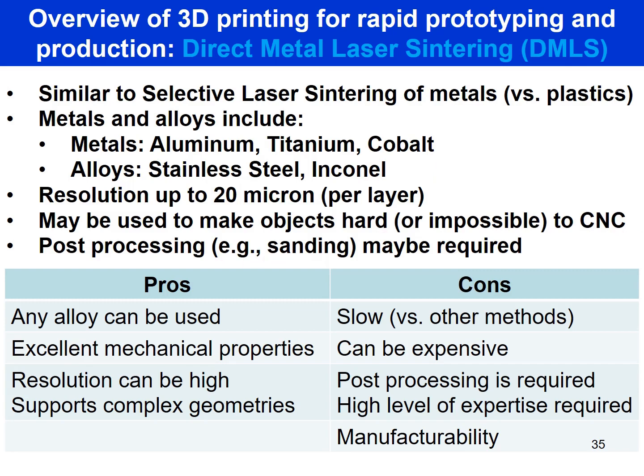The advantages are that any alloy, at least of the type described here, can be used. It has excellent mechanical properties, the resolution can be high, and it does support complex geometries. The disadvantages are that it is slow vis-a-vis other methods, it can be expensive, some post-processing is required, and high-level expertise is required. As for manufacturability, it has been tested and proved to be reasonable, if not good.